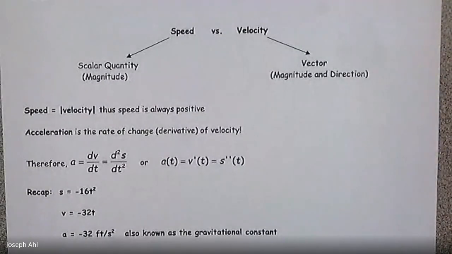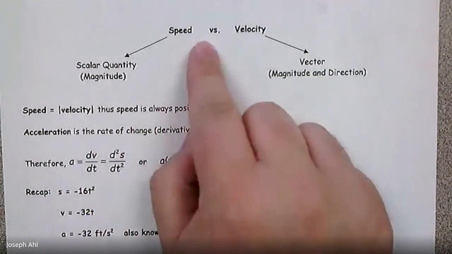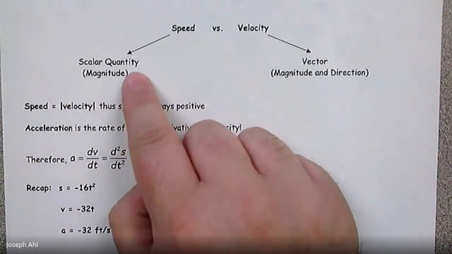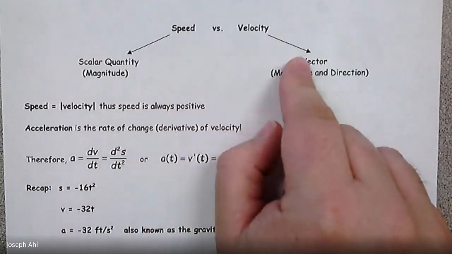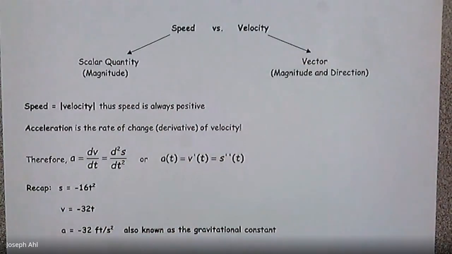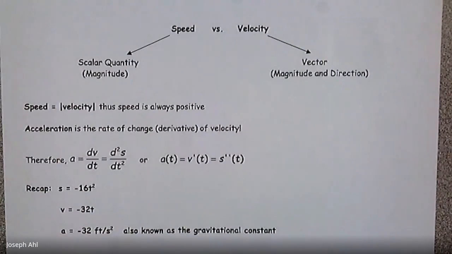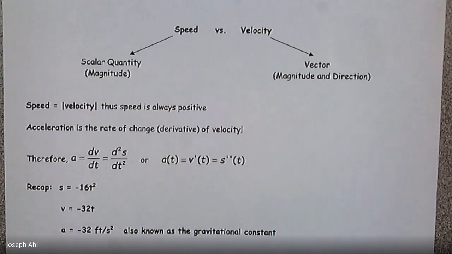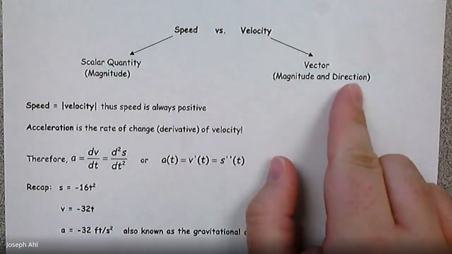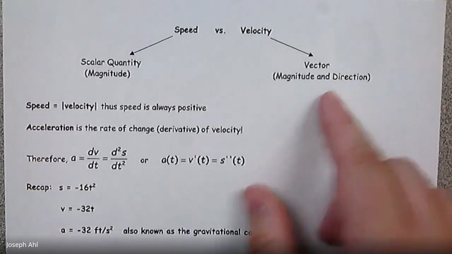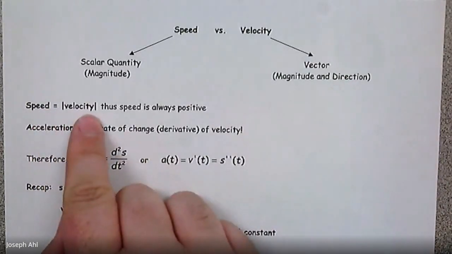Okay. Going on to the last part of the lesson here, we have the difference in speed versus velocity. So speed is a scalar quantity known as a magnitude. Velocity is a vector with magnitude and direction. I love watching that clip from the movie Despicable Me where the evil villain Vector just defines himself as being a mathematical quantity with magnitude and direction, okay? So what's the relationship here? Well, speed is the absolute value of velocity.